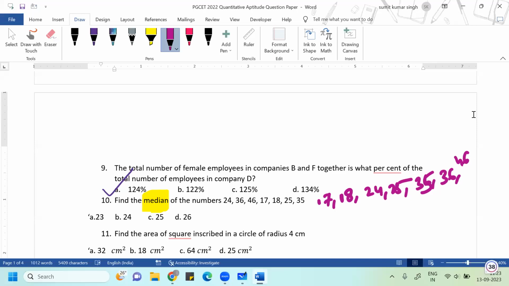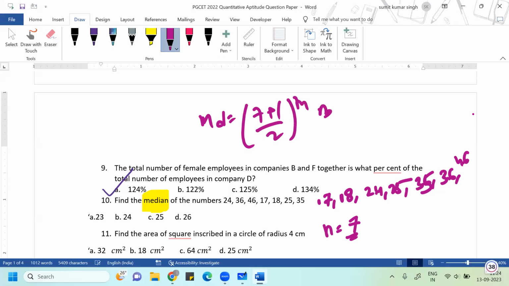Then count the number of terms. 1, 2, 3, 4, 5, 6, 7. 7 observations are there, right? So what is your median? Your median would be (7 plus 1) by 2 observation. So your median is the 4th observation. What is the 4th observation? 1, 2, 3, 4. That is 40. That is clear, everyone?